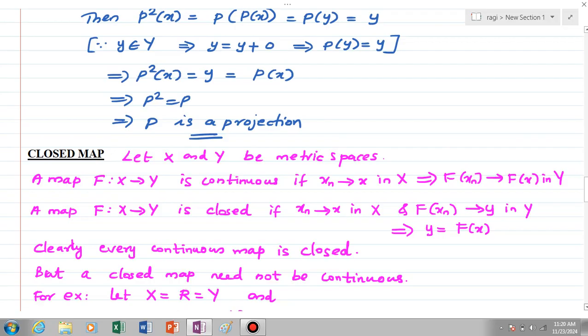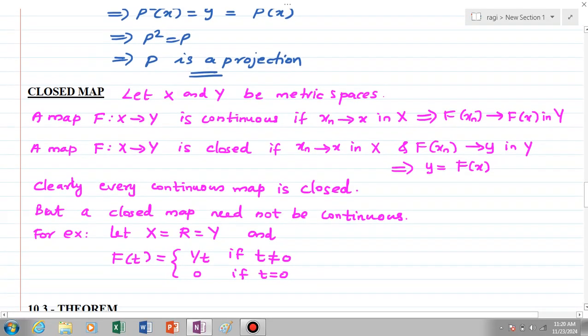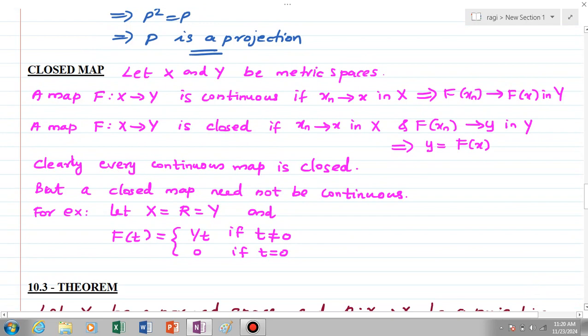Clearly every continuous map is a closed map, but the converse need not be true. That is, a closed map need not be continuous. For example, consider X equals Y equals R, and the function f(t) equals 1/t if t is not equal to 0 and 0 if t equals 0. Clearly the function is not continuous and it is closed also.